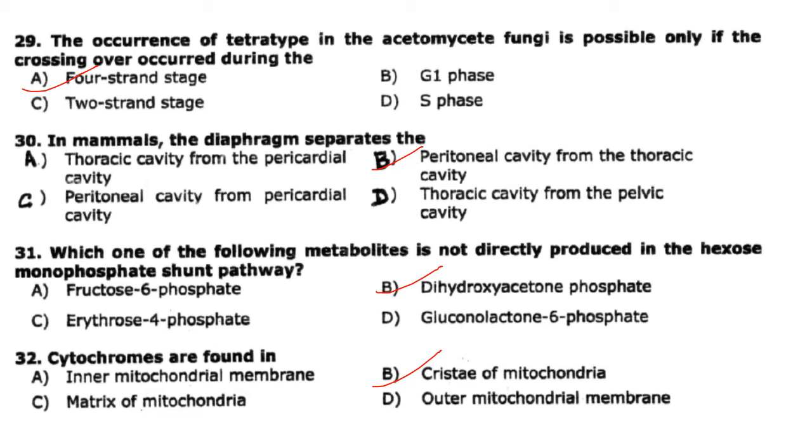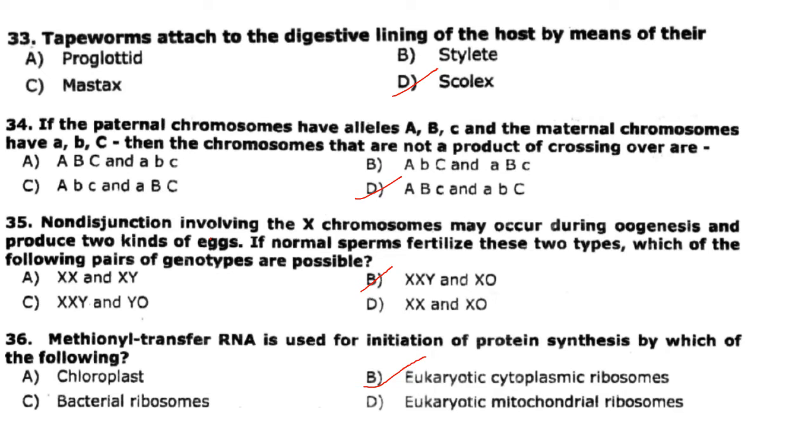Then cytochromes are found in the cristae of mitochondria. Answer is option B. Tapeworm attaches to the digestive lining of the host by means of the scolex. Answer is option D.